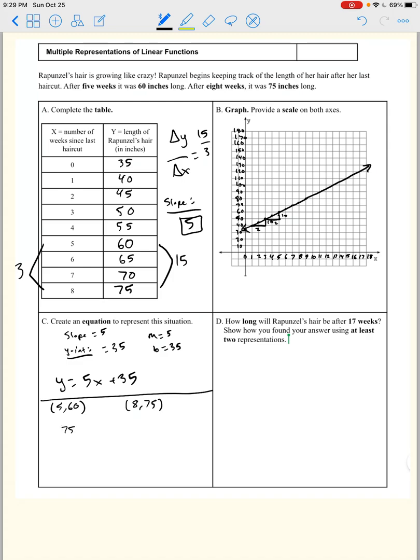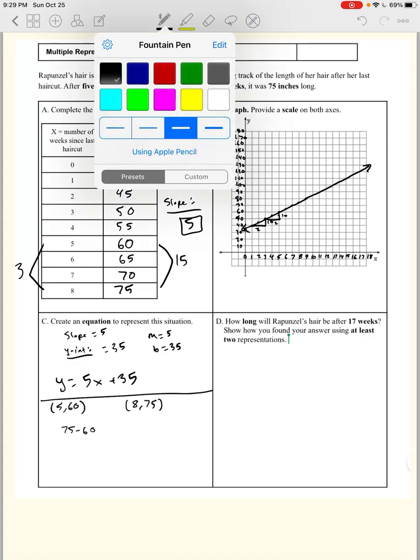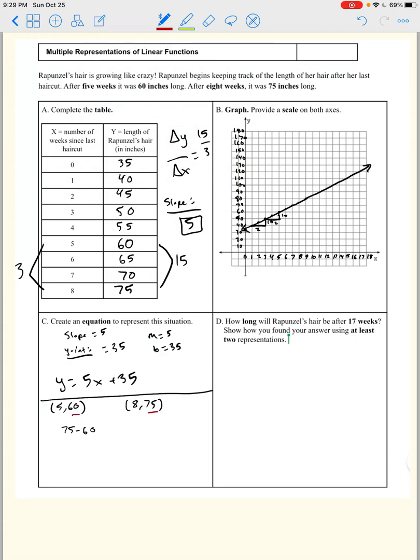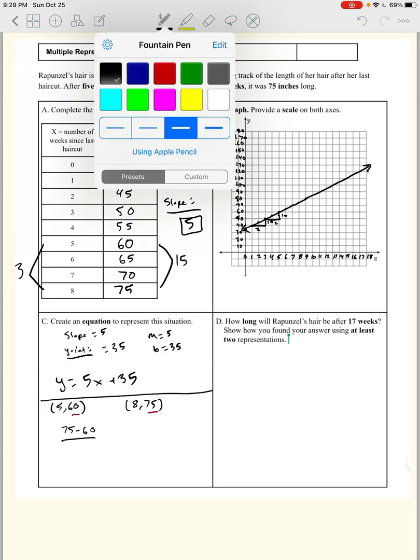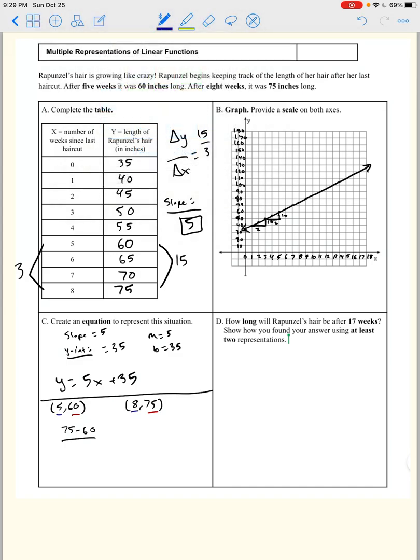You could say 75 minus 60, y minus y, over 8 minus 5, x minus x. That's kind of what we did when we solved in the table anyways, because we get 15 divided by 3 equals 5 for our slope. And then if we have our slope, if we didn't have our y-intercept from the table, we can use any of our points that we have to solve. So we could say that y equals 5x plus b, and then we can plug in either 5, 60 or 8, 75 for x and y.